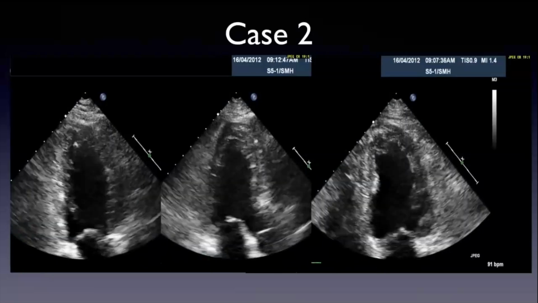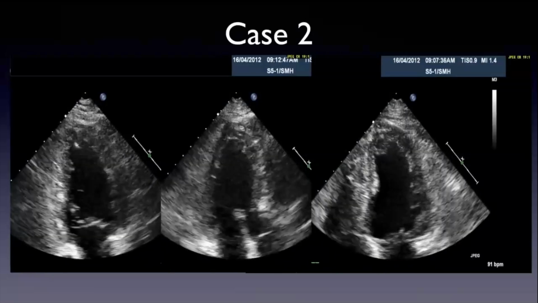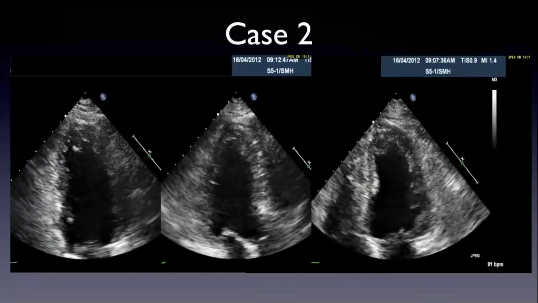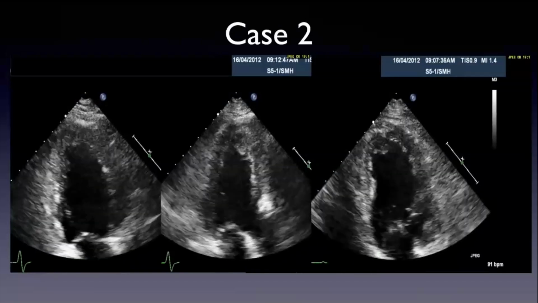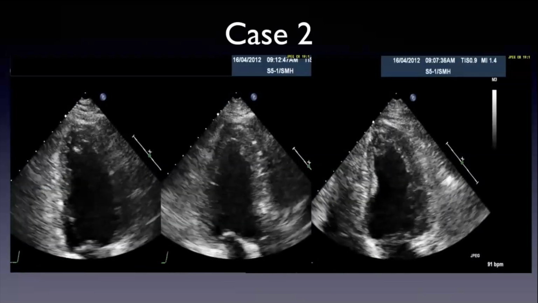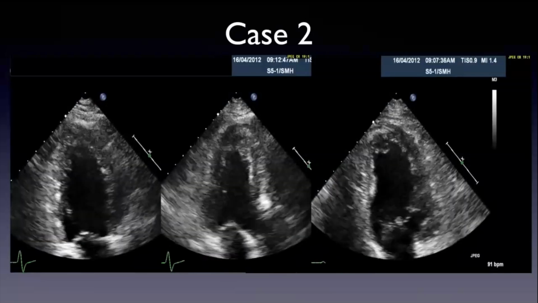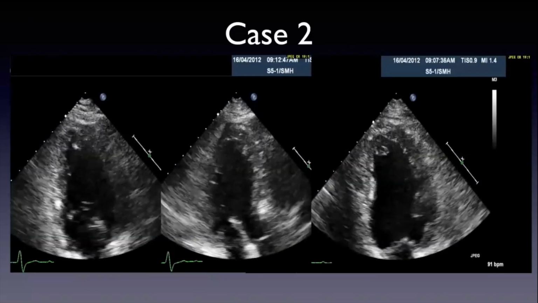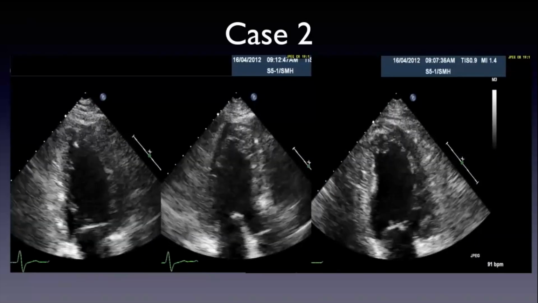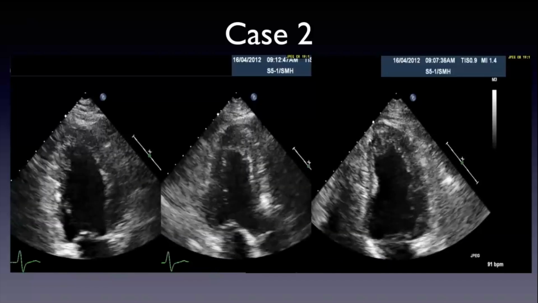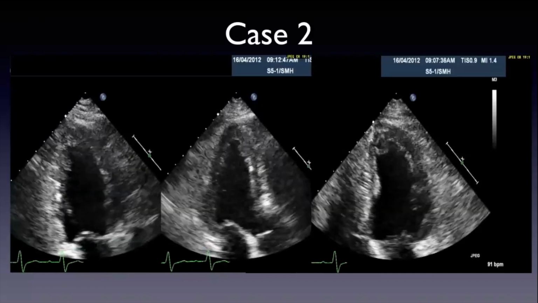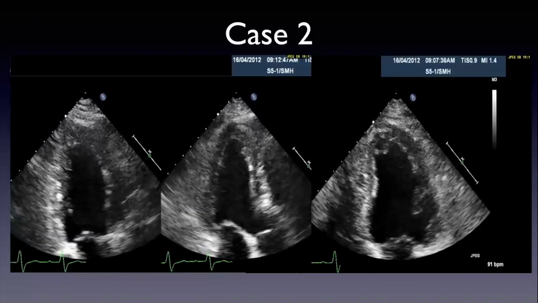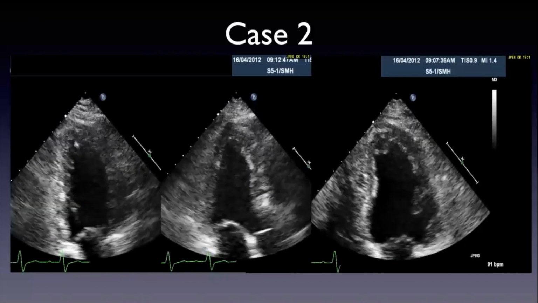So maybe I'll ask one of the cardiology residents, somebody, to take a go at this. Anybody want to? Michelle? Yeah. Thank you for stepping up. You might have to talk a little bit louder. Yeah, go ahead. On the left, we have the 2-chamber view, a 3-chamber view in the middle, and then another 2-chamber view. Yeah, 4-chamber. Yeah, exactly.